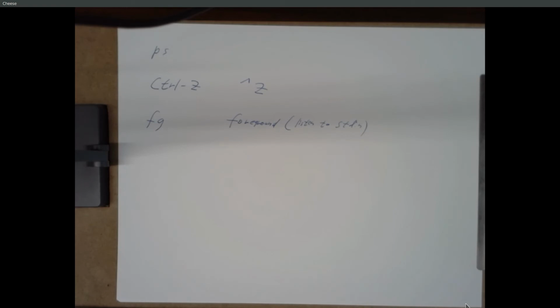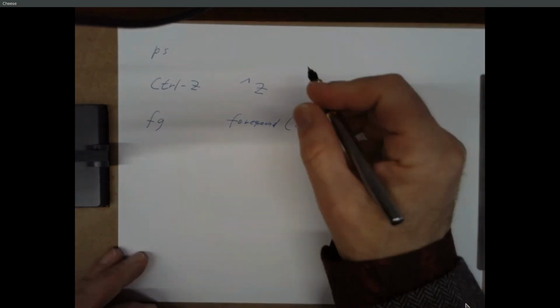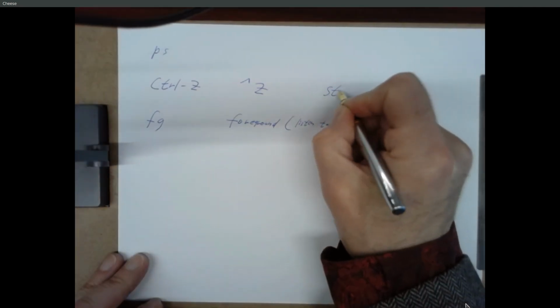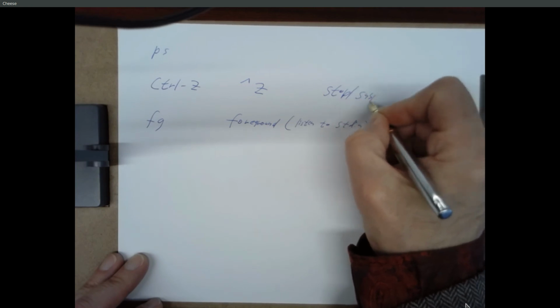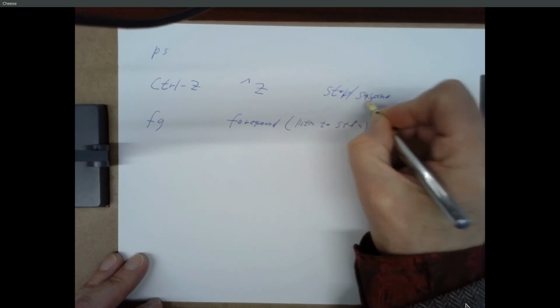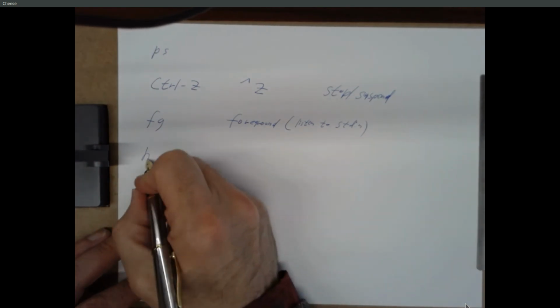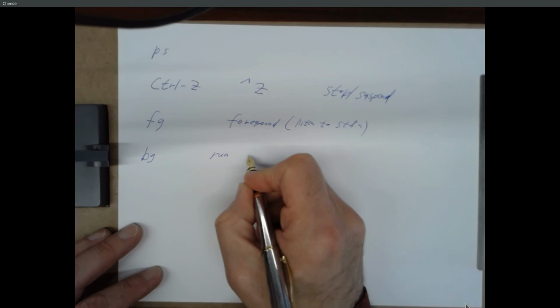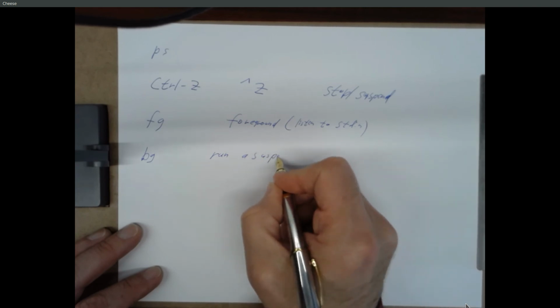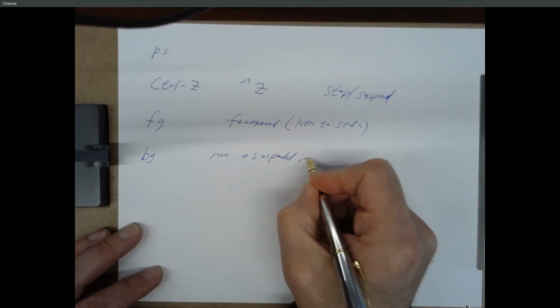Now when you say Control-Z, that really says suspend the process. It doesn't kill the process, right? Control C kills a process. Control Z just kind of stops it and puts it in suspension. FG will bring it back to the foreground, but I can also say BG, which says run a suspended job in the background.